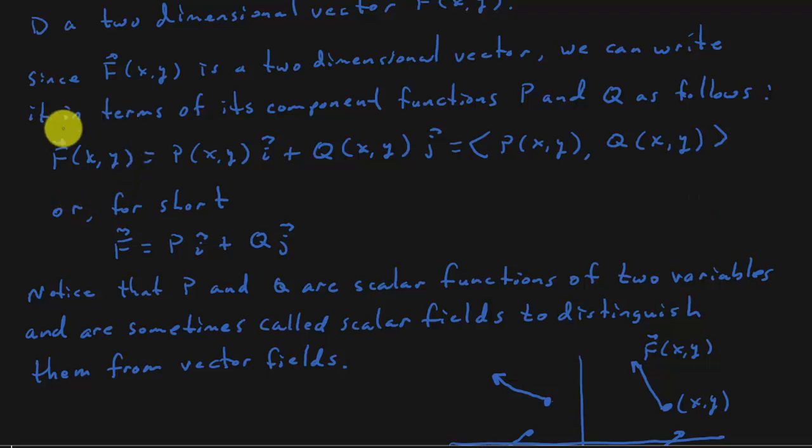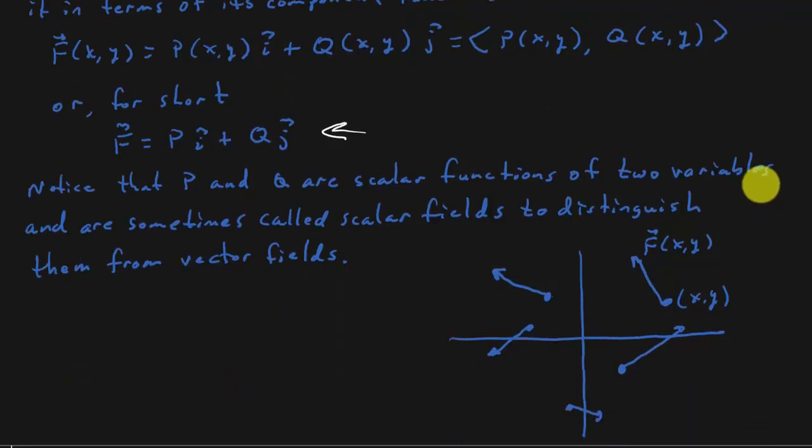So we can write it as the vector function f is equal to P of x, y times i plus Q of x, y times j. Or if we write it in component form, P of x, y, Q of x, y. Or we can write it short as the vector function f is Pi plus Qj. And notice that P and Q are scalar functions of two variables and are sometimes called scalar fields to distinguish them from vector fields.